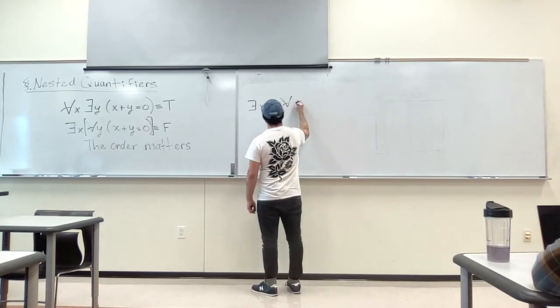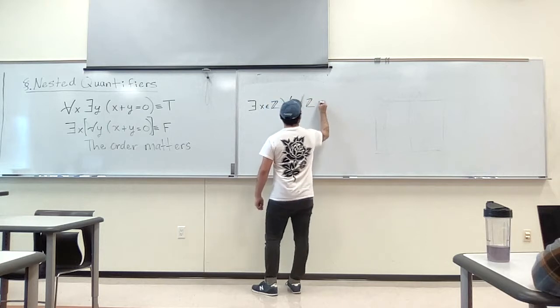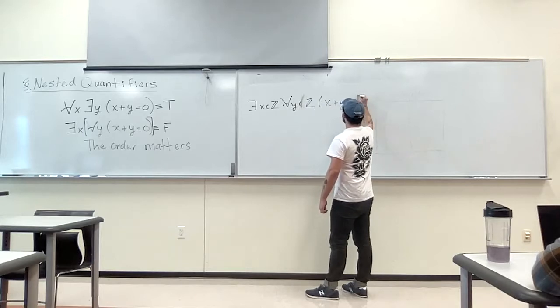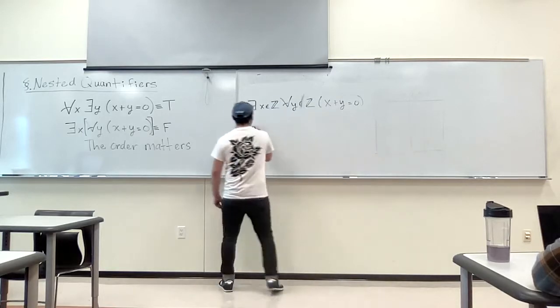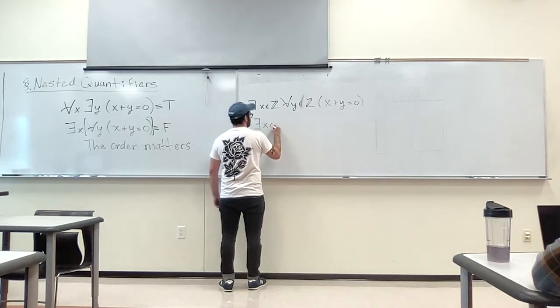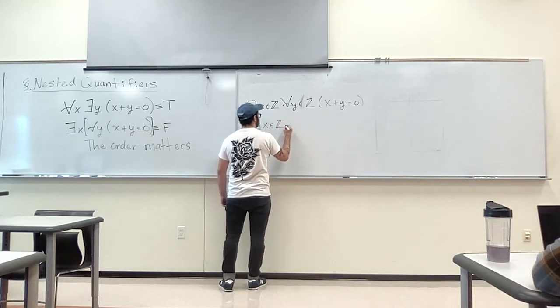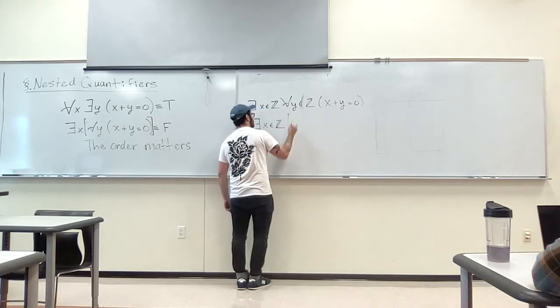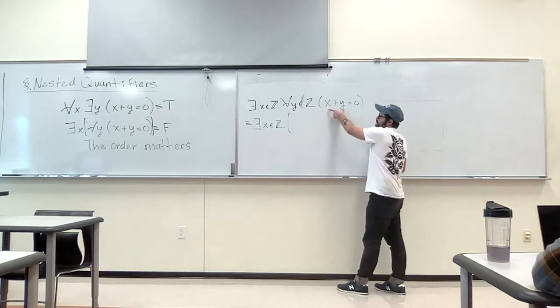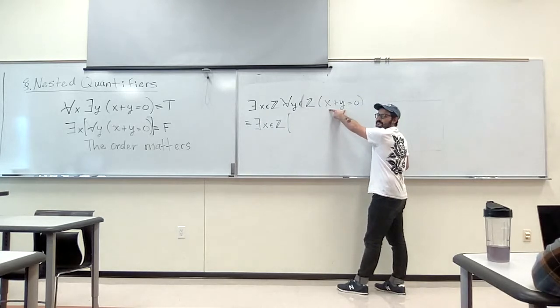For all y, make sure that we know where it comes from, such that x plus y. So what's another way of writing this? Well, this is logically equivalent to there exists an integer x. So for all y that are integers, we have this statement, right?